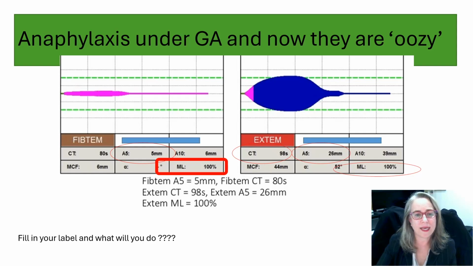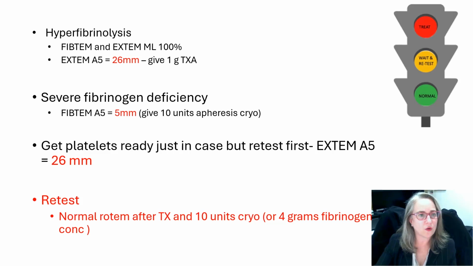So filling in your label, have a think about what are you going to do. Look at these numbers, X-tem clotting time, X-tem at 5 minutes, fib-tem at 5 minutes. And what about the ML? So now that you've filled in your label, the fib-tem and the X-tem ML are 100%, and the X-tem A5 is only 26 millimeters. Tranexamic acid is required.